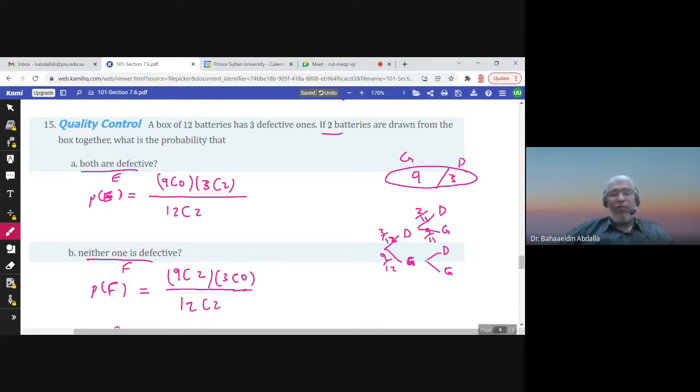You are selecting two batteries of them. Here, if one is good, so the number of good will be 11, and we still have 3 here. So if you find this answer by the calculator, 9C0 times 3C2, this is in fact 3, and 12C2 is 66. So this is 3 over 66.